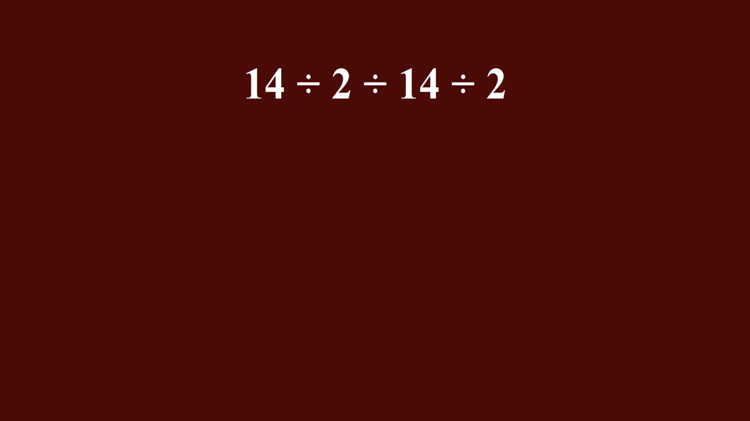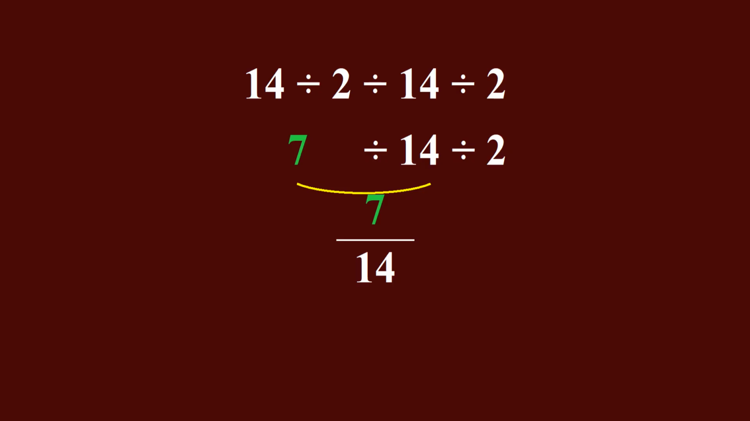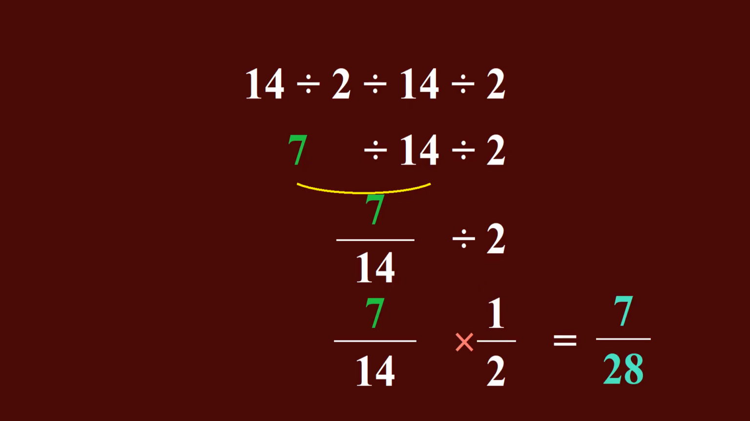So we have first this division, 14 divided by 2 equals 7. So we have 7 divided by 14 divided by 2, and we can write this part as 7 over 14 divided by 2. So we must keep the first fraction 7 over 14 and change division to multiplication times. Then flip the second fraction 1 over 2 which equals 7 over 28. And this is our final answer for this problem.